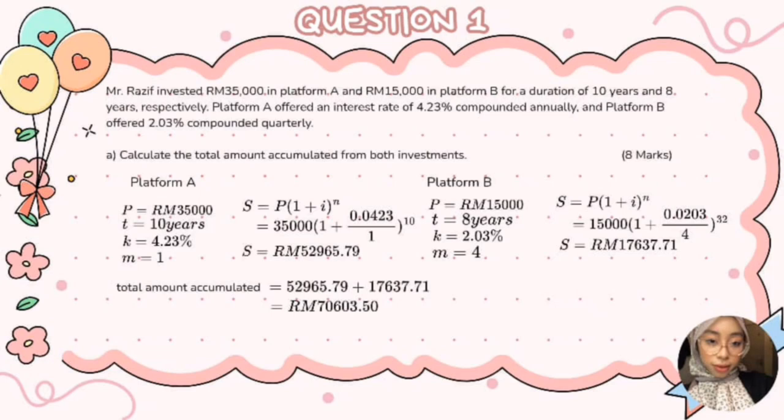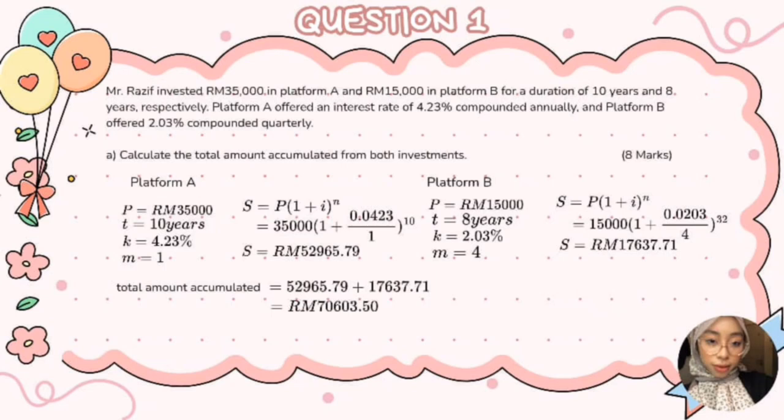For Platform B, the formula used is S equals P(1 + i)^n. P is RM15,000, T is 8 years, K is 2.03%, M is 4. After substituting the values, the result for Platform B is RM17,637.71.